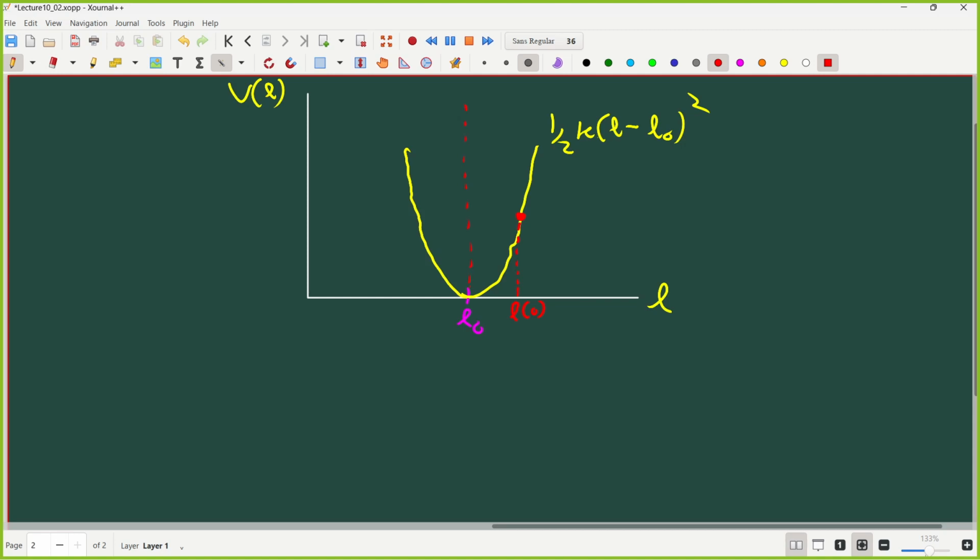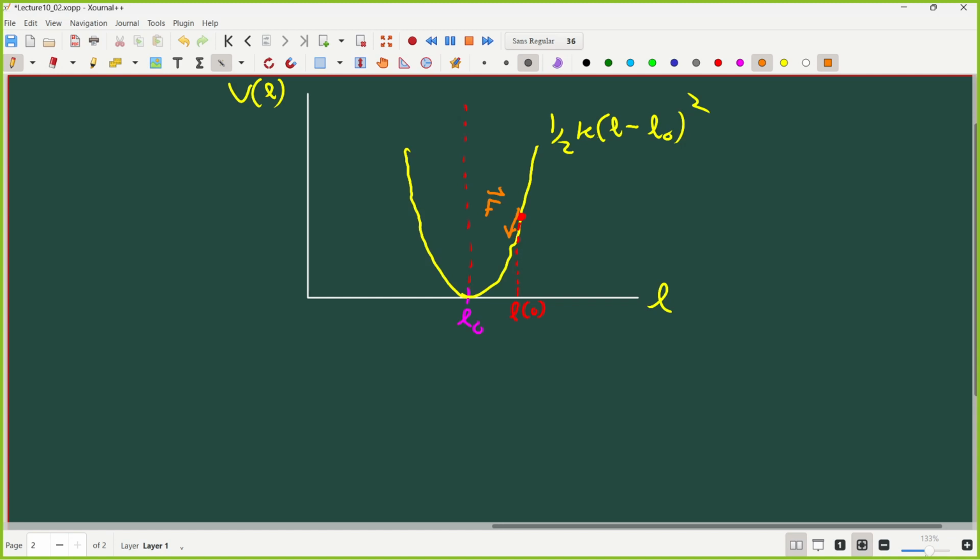And then what I want to do is let the spring go, and see how the spring oscillates on this potential. How does the energy of the harmonic oscillator change as a function of time? Well, the force acting on the spring at this point is in this direction. Remember, it's minus KL. L is positive here, positive displacement, so the force is negative. It wants to retract the spring.